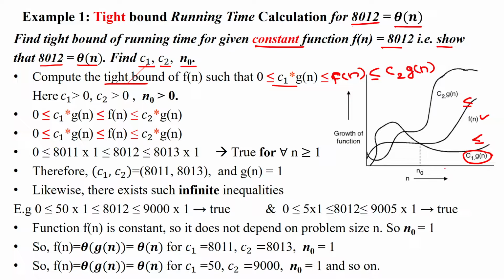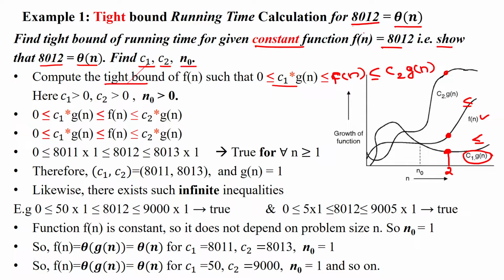So for example, n0 equal to 2, for example, n equal to 2. For this, you look at this point: C1 into g of n is below f of n, and this one is C2 into g of n. So like this, it should satisfy the condition for the given input size for the given function f of n.